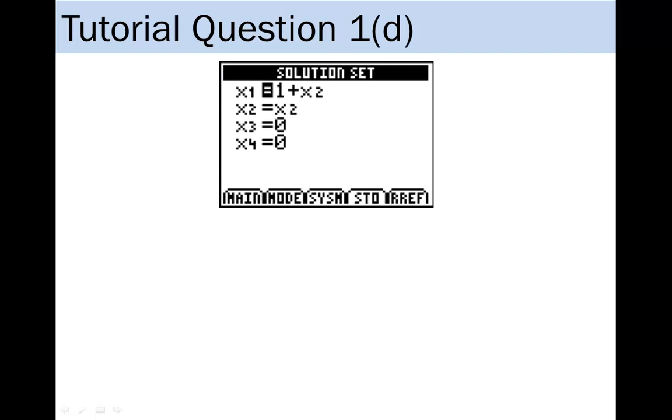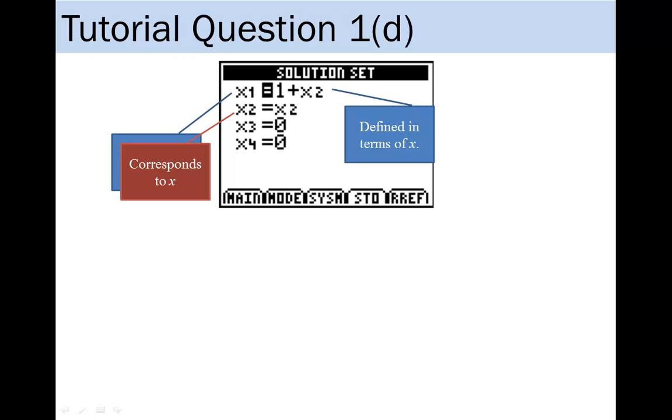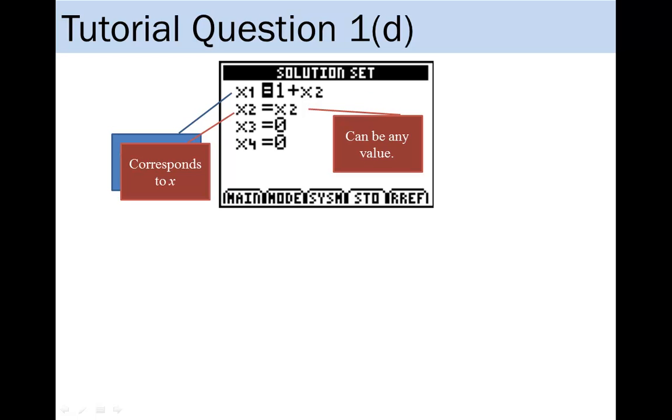Looking at this set of solutions, we know that x1 corresponds to w and x2 corresponds to x. But what does this tell me? If I look at the first equation, x1 is defined in terms of x2, which tells me that w is written in terms of x. Correspondingly, my value of x is not fixed. x equals x, which is always true, so x can in fact be any value.